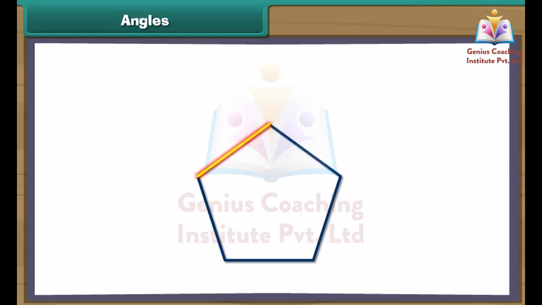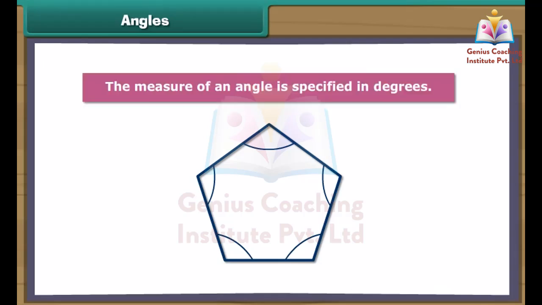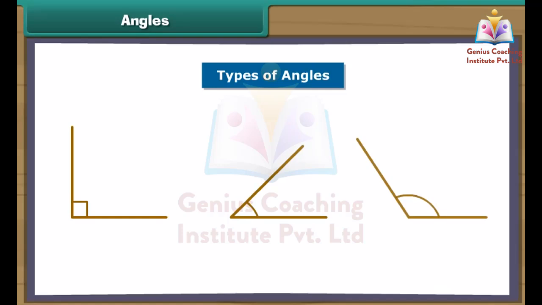Angles. Any 2 adjacent sides of a polygon form an angle between them. An angle is the space between 2 lines, line segments, or rays that move away from one another from a common point. The measure of an angle is specified in degrees. Let us take a look at 3 types of angles. They are right angle, acute angle, and obtuse angle. Now we will learn them one by one in details.